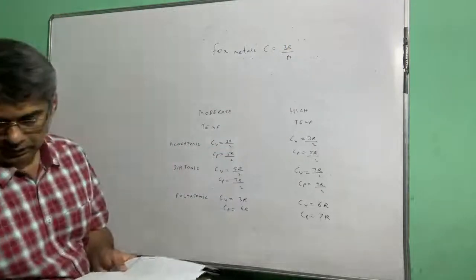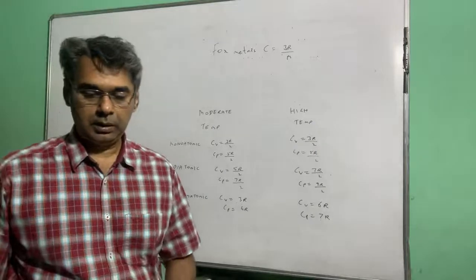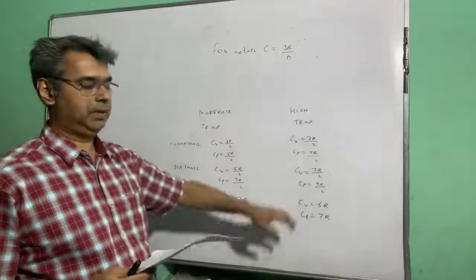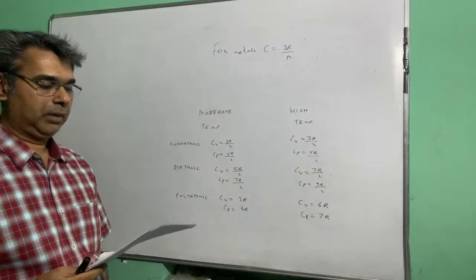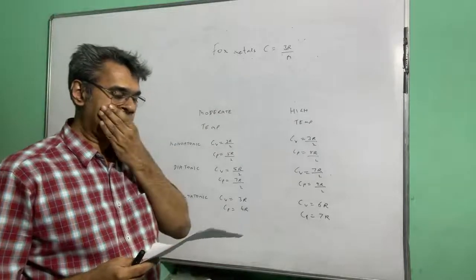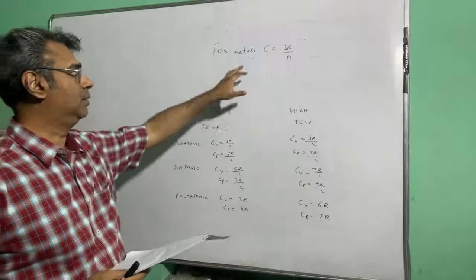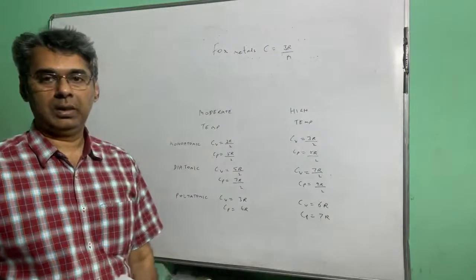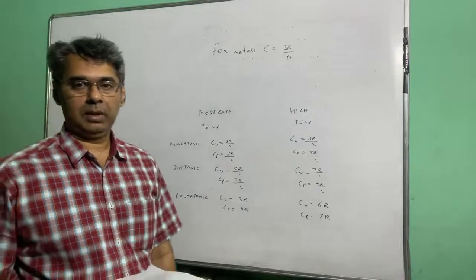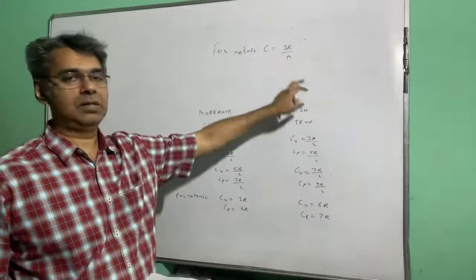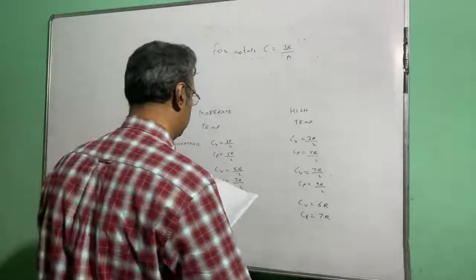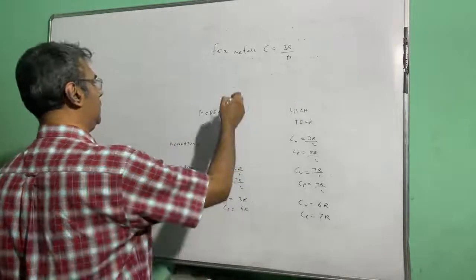Okay, then we come to the next formula, that is the specific heat for metals. The formula is 3 into the gas constant by molar mass. So this is the formula for metals: 3 into the ideal gas constant by molar mass.